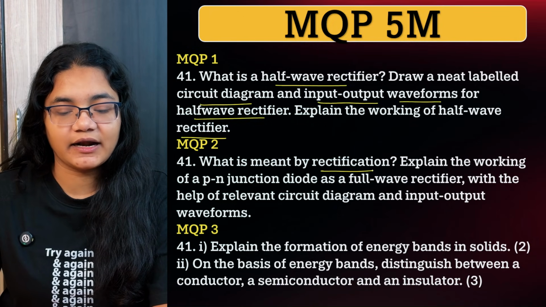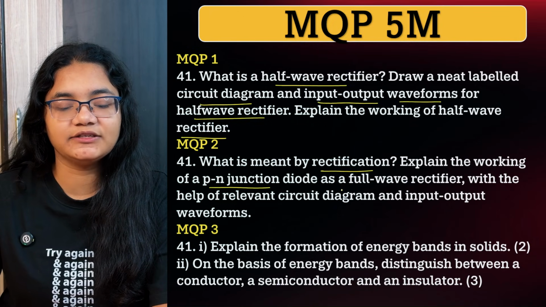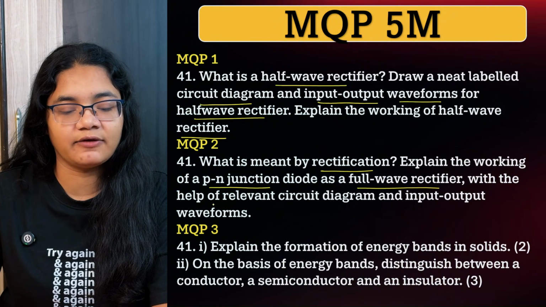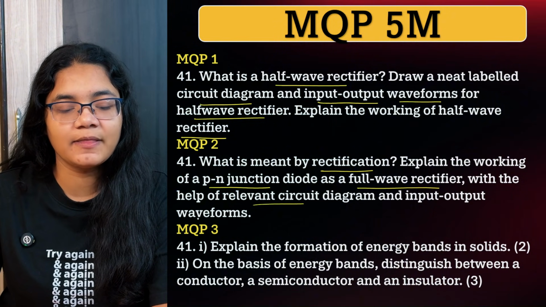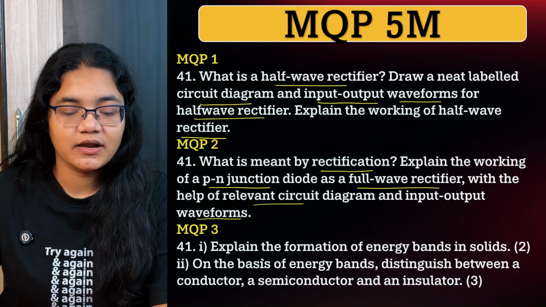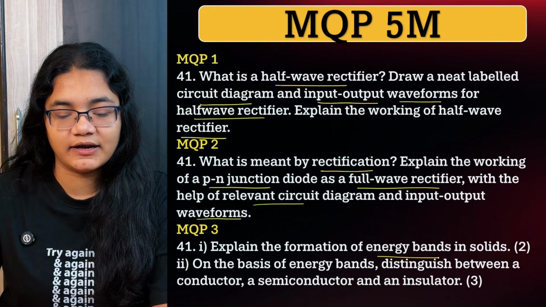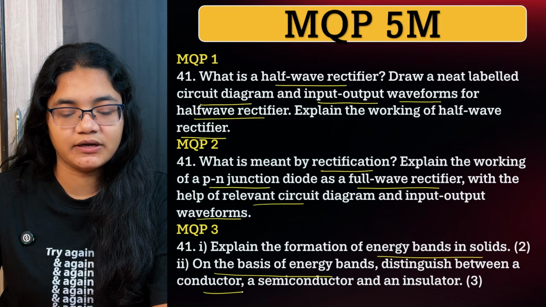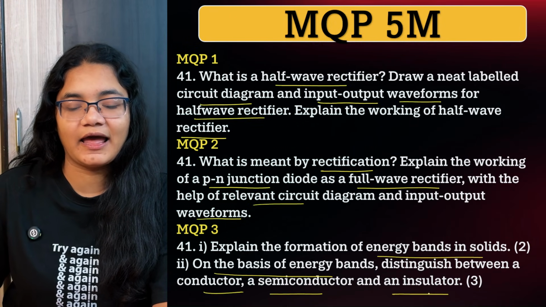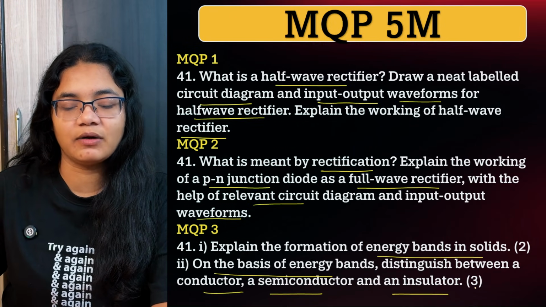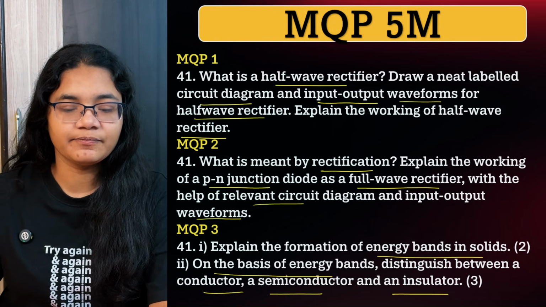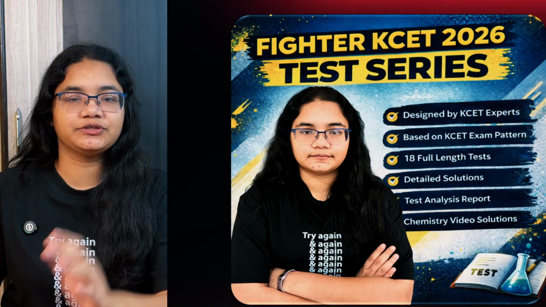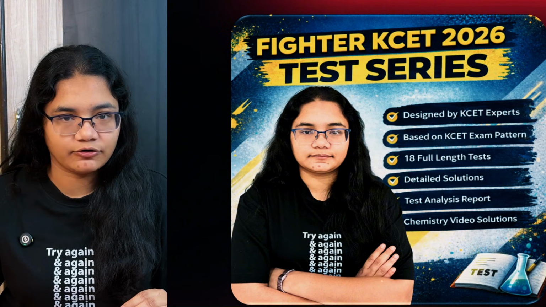Next, what is meant by rectification? Explain the working of a PN junction diode as a full wave rectifier with the help of relevant circuit diagram and input-output waveforms. Next, explain the formation of the energy bands in solids. On the basis of energy bands, distinguish between a conductor, a semiconductor, and an insulator. Okay, the first part carries 2 marks, the second part carries 3 marks. So these are the most important questions from the chapter Semiconductor Electronics.